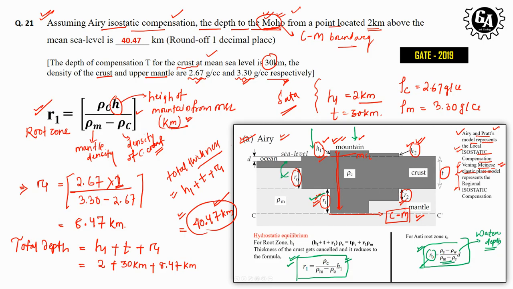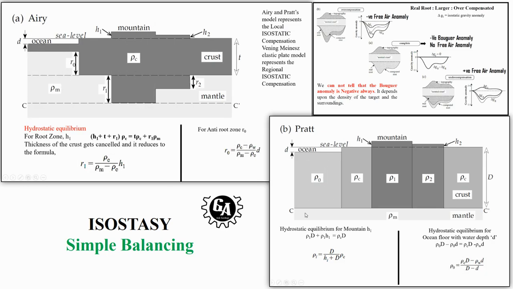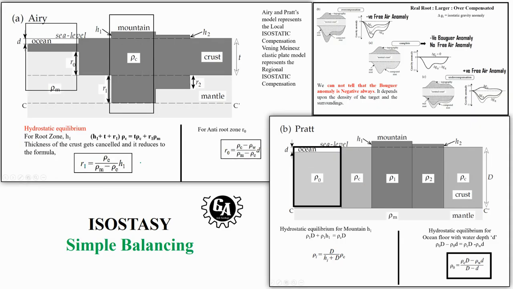And rho m minus rho c, because in this case, if we calculate the pressure in this region, there is also water present, and the volume or depth of water will also induce some amount of pressure. Because isostatic compensation is nothing but simple balancing. Isostasy, what is isostasy? This is simple balancing.